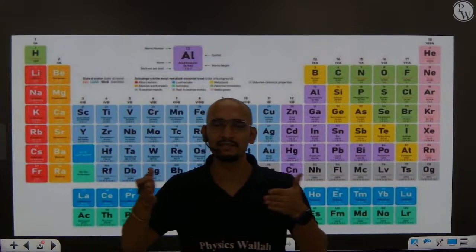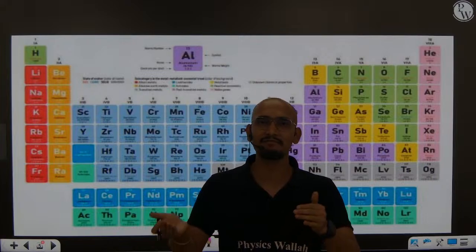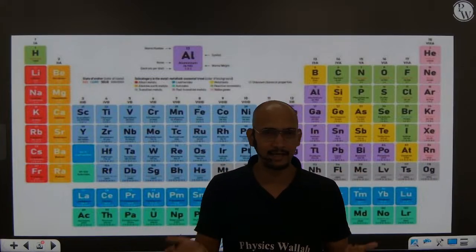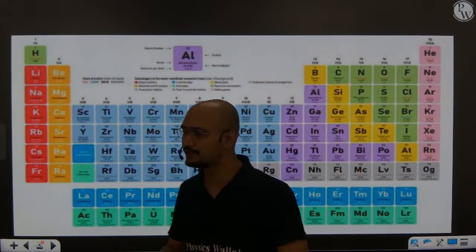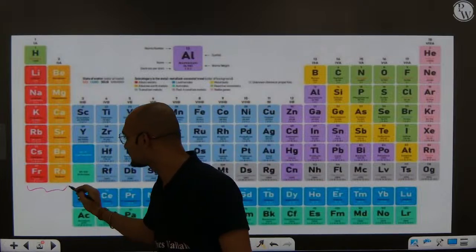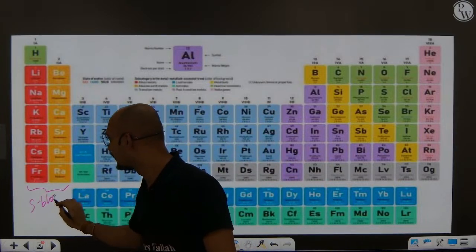Then if it is going into the P, it will be called P block elements. If the last electron is going into the D, it will be called D, and if it is going into F, it will be called F block elements. I hope you all know that this is nothing but S block elements.